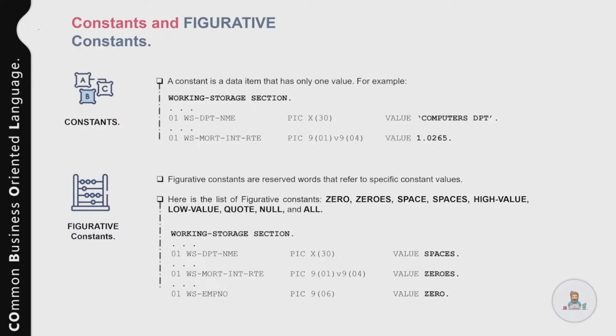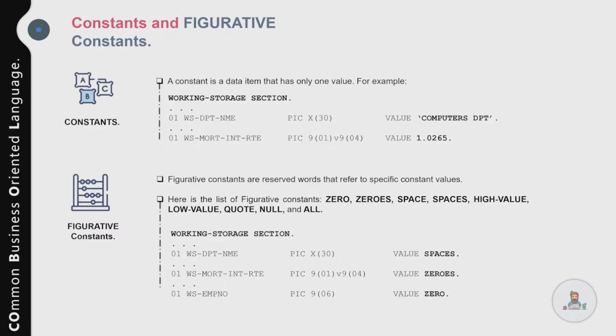And you can very well override the value of department name in your program during the execution. Similarly, you have the mortgage interest rate variable. In this case, I've used the figurative constant ZEROS. That means all the bytes, that is 5 bytes, will be filled with zeros. And for the last field, that is employee number, I've used the figurative constant ZERO. That means my employee number will have 0 as an initial value.